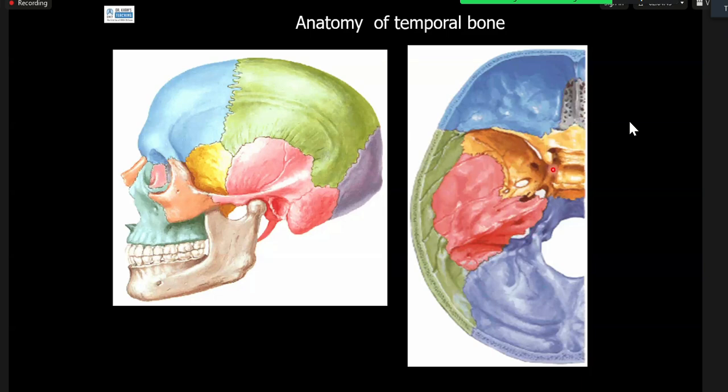So I'm not going to cover the sphenoid, etc. That is for the next time.